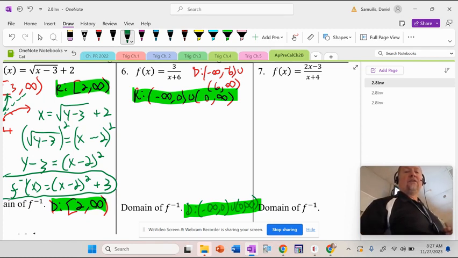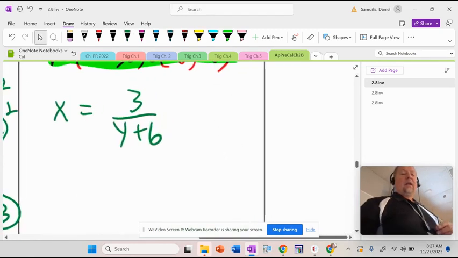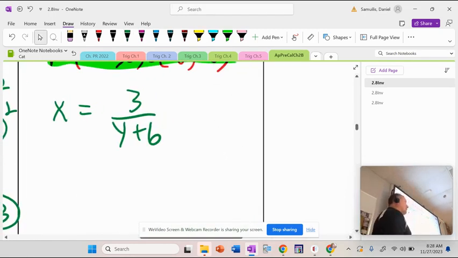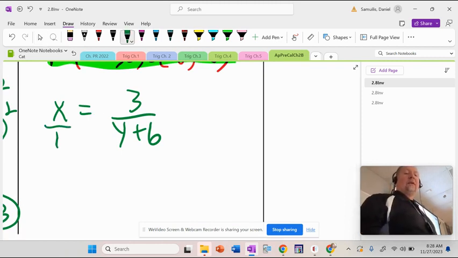This is y, so now it's x. This is x, so now it's y. Probably didn't do very well on my spacing here. And then what should I do first? Well, I think the fastest thing to do would be cross multiply. 3 equals x times y plus 6.